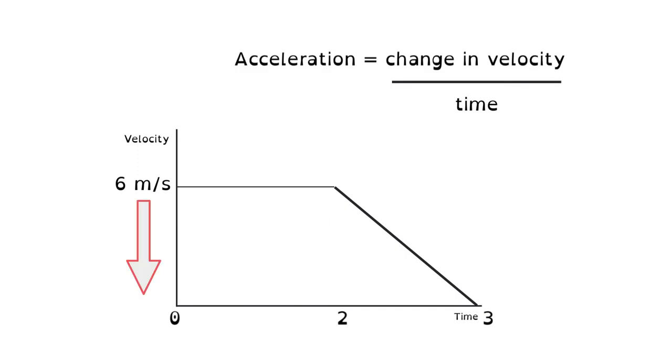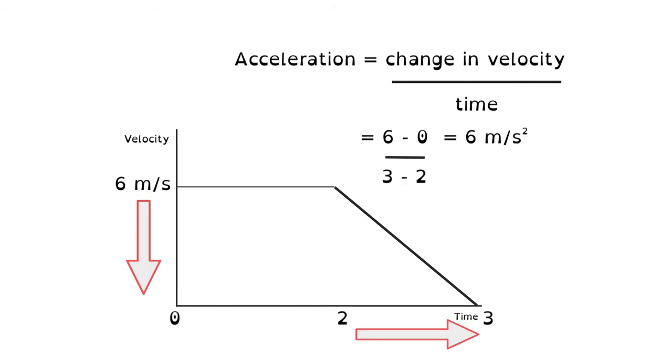So acceleration is change in velocity over time. So it's 6 meters per second divided by a time of 3 minus 2, which then gives 6 meters per second squared. So the acceleration or deceleration of this line is 6 meters per second squared.